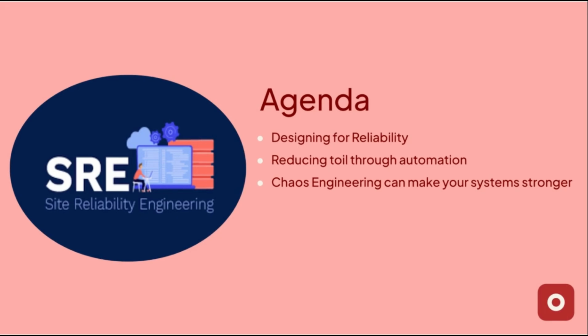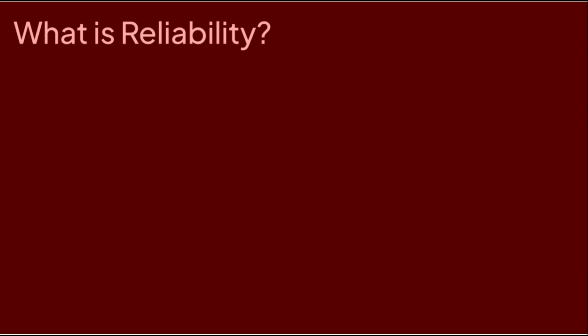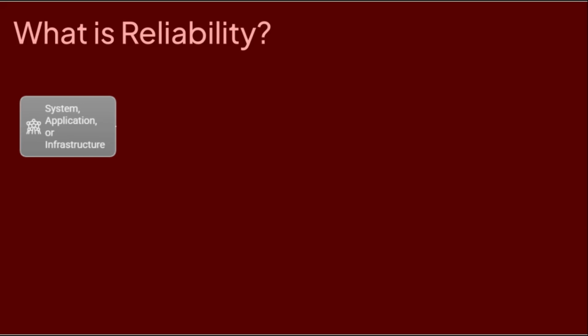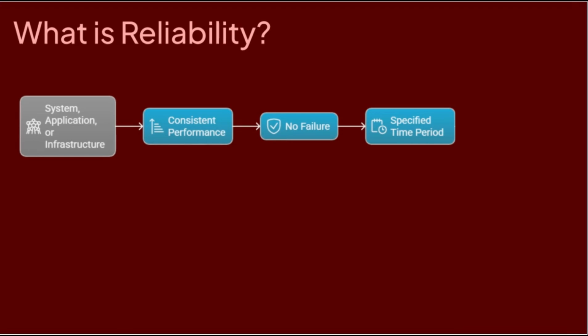Let's get started. What is reliability? Reliability refers to the ability of a system, application, or infrastructure to consistently perform its intended function without failure over a specified period of time and conditions. Ask yourself, how does the system behave when things go wrong? Here are two key strategies.